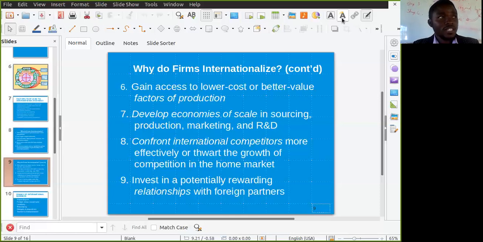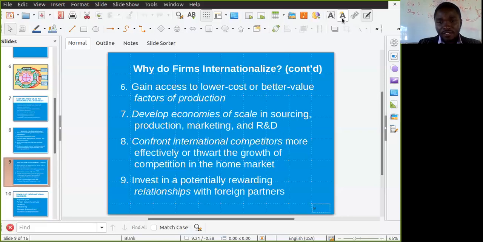Firms decide to go international because they have seen that in that country where they can establish themselves, there are potentially rewarding relationships, or there are good terms of business that they can have with partners. In such ventures, firms might engage in partnerships. They might engage in greenfield investments where they have to start from scratch, or they might venture into joint ventures where they have to collaborate with already existing partners.